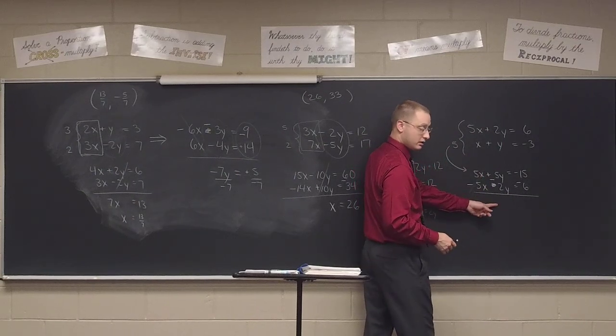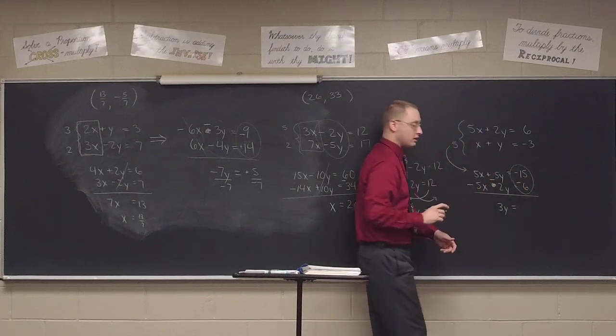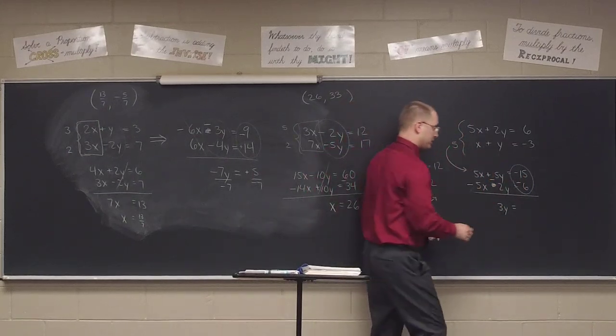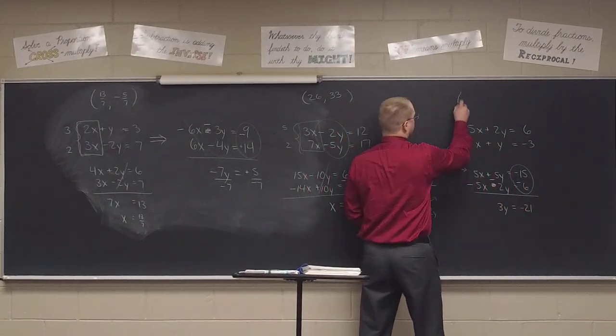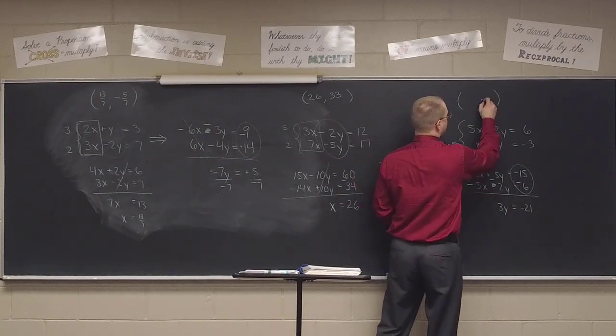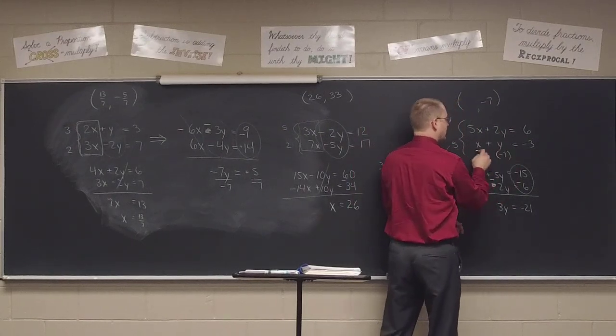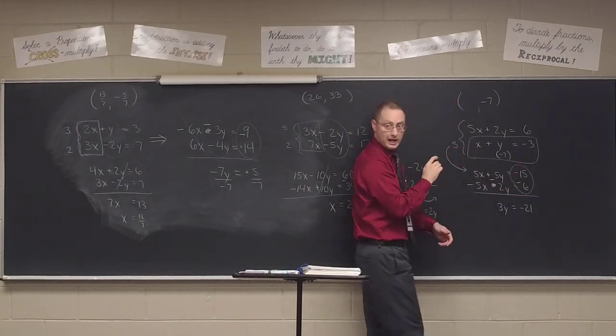Here we're going to get 3y is equal to, careful here, good, negative 21. And when we divide both sides by 3, we're going to get y is equal to, class, negative 7. Make sure we plug it in for y.